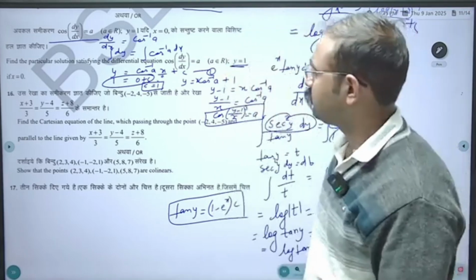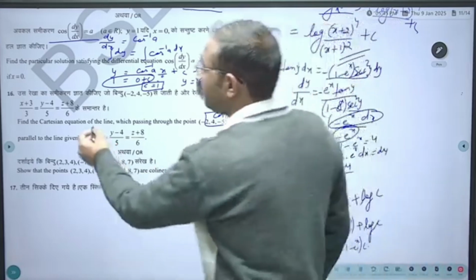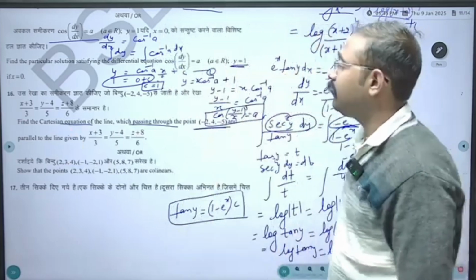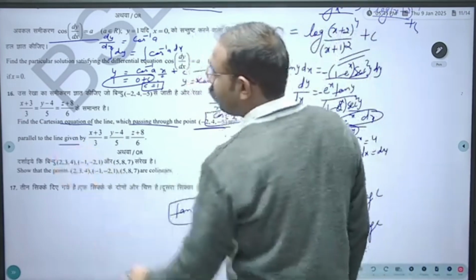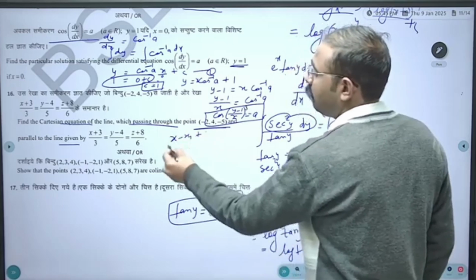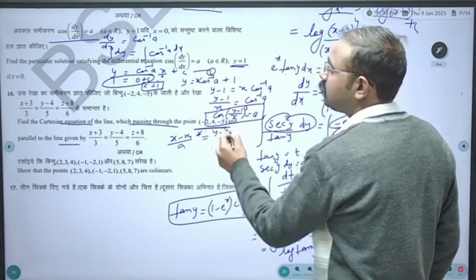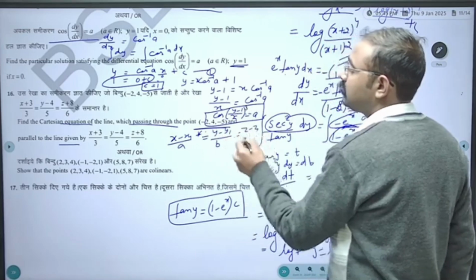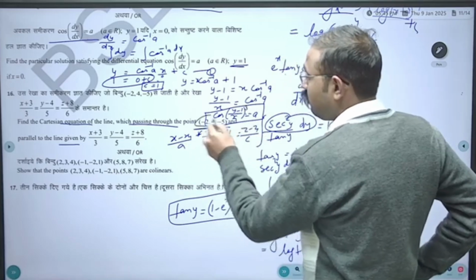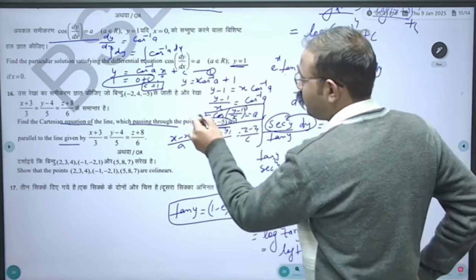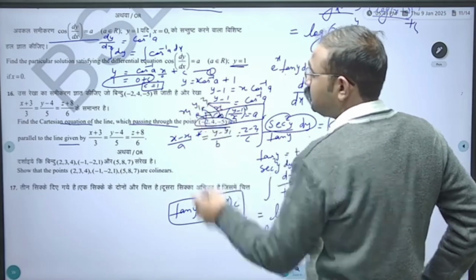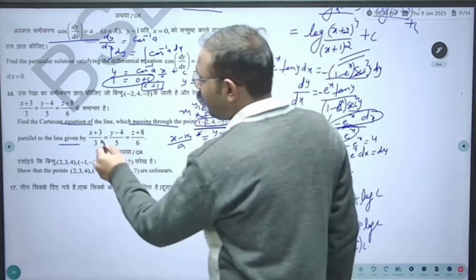Next is: find the Cartesian equation of the line which is passing through the point. Our line is passing through this point and is parallel to the line given by. So the equation of the line is (x minus x1) upon a is equal to (y minus y1) upon b is equal to (z minus z1) upon c. Now this line is passing through minus 2, 4, minus 5. This minus 2 is our x1, this 4 is our y1, and this minus 5 is our z1. And our line is parallel to this line.